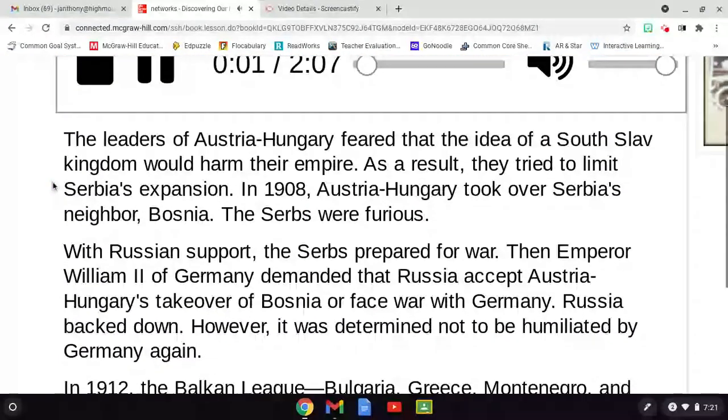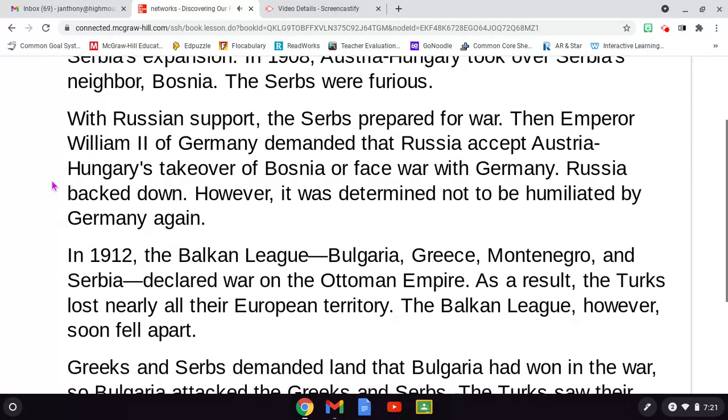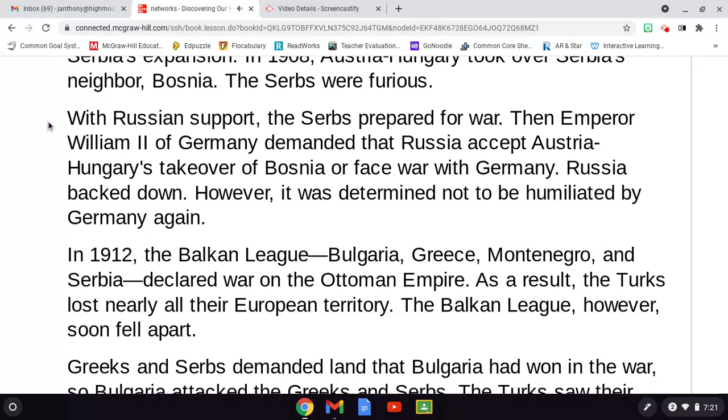The leaders of Austria-Hungary feared that the idea of a South Slav kingdom would harm their empire. As a result, they tried to limit Serbia's expansion. In 1908, Austria-Hungary took over Serbia's neighbor, Bosnia. The Serbs were furious. With Russian support, the Serbs prepared for war. Then Emperor William II of Germany demanded that Russia accept Austria-Hungary's takeover of Bosnia or face war with Germany. Russia backed down. However, it was determined not to be humiliated by Germany again.